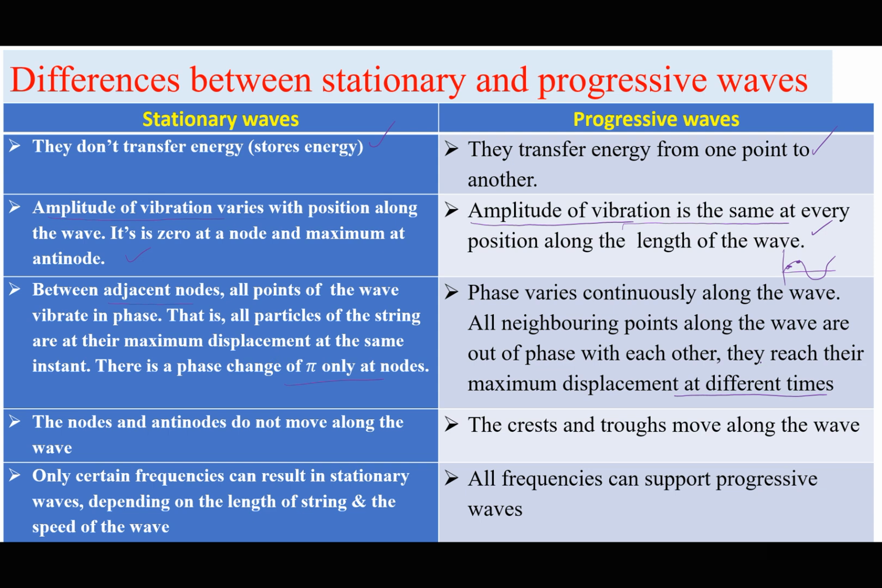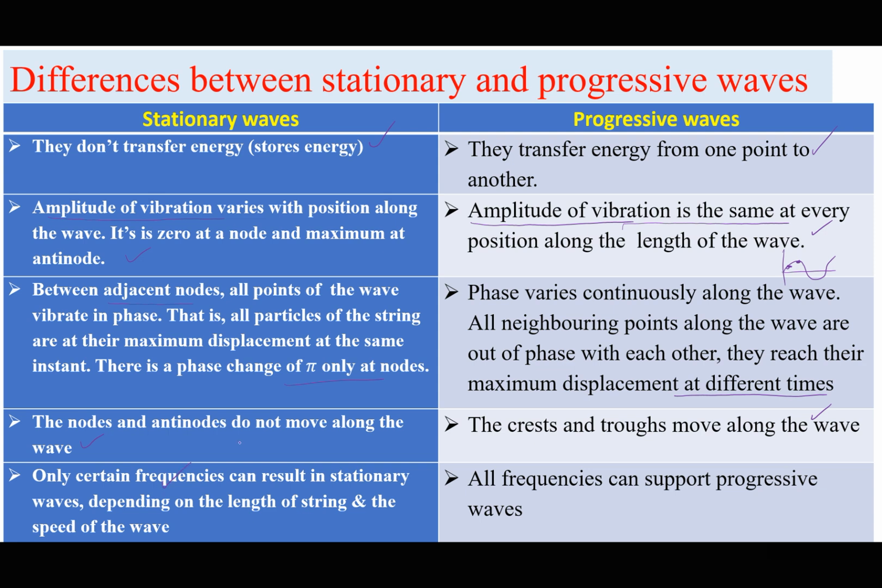Here, two adjacent particles can never be in phase. They are always at different stages of their motion, so they reach their maximum displacement at different times, so they can never be in phase. Then here we have the nodes and antinodes, which do not move along the wave. For a progressive wave, we saw that the crests propagate from one end to another end.